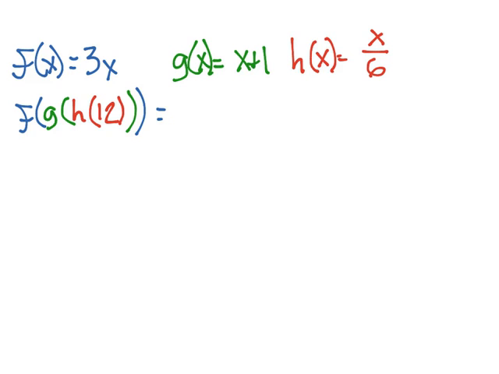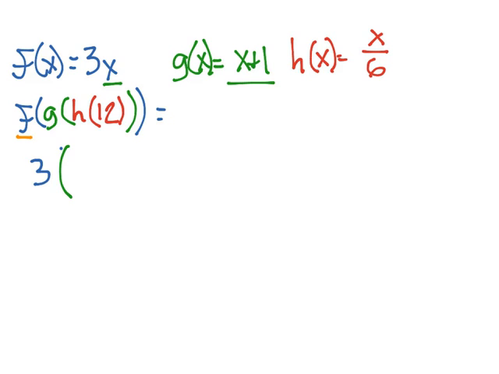In order to do this, we're going to start by building from the outside. In this case, we'll start with f of x. So, that's equal to 3 times x. Now, since we've reached a variable, we need to replace that variable, this x, with the function for g of x, which is located here.